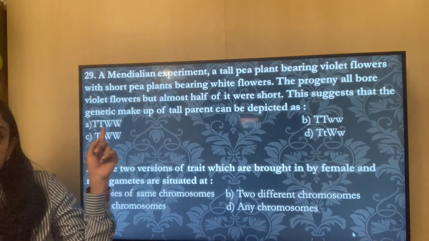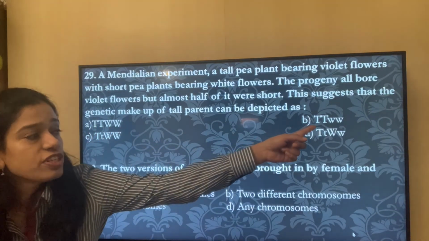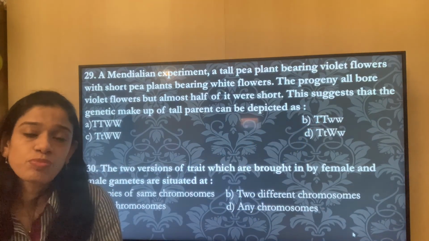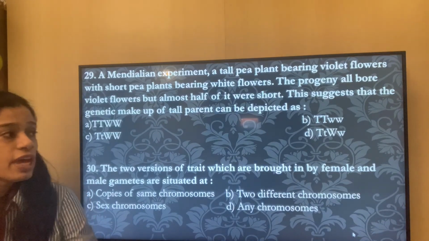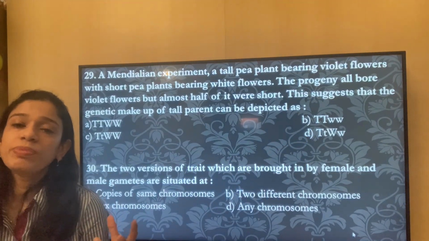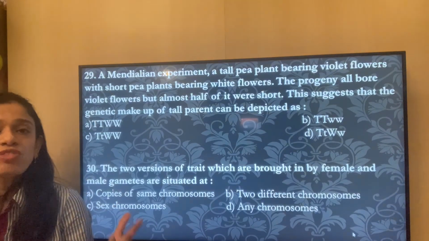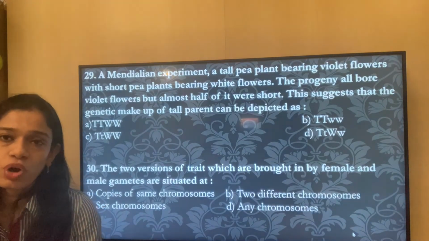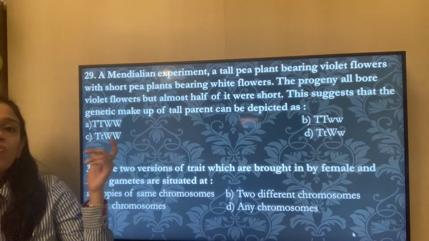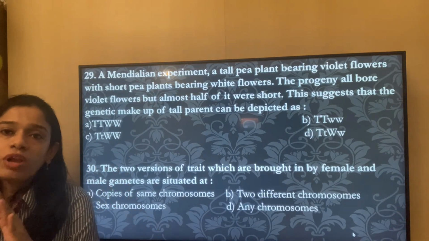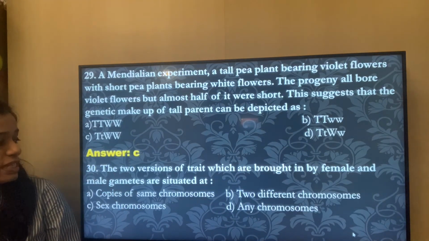Because if it were capital T, capital T, then all should have been tall. Small w represents white flowers, so tall and white cannot be, since all are violet. This represents a plant that is tall as well as violet, and it will give all violet flowers with half short plants in the next generation. So the answer should be C.